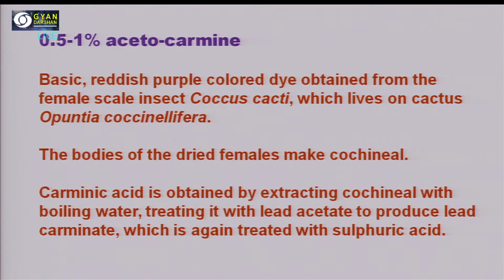Next we go to aceto-carmine. This is another very important stain. Normally 0.5 to 1% aceto-carmine is prepared. Now what is the source of this carmine? It is a reddish purple colored dye which is obtained from the female scale insect Coccus cacti, which lives on cactus Opuntia coccinellifera. The bodies of the dried females make cochineal.